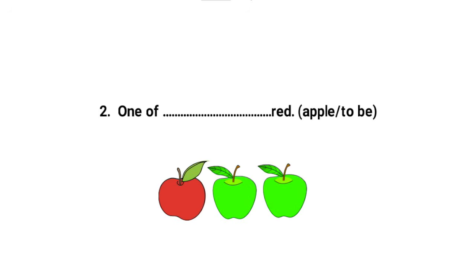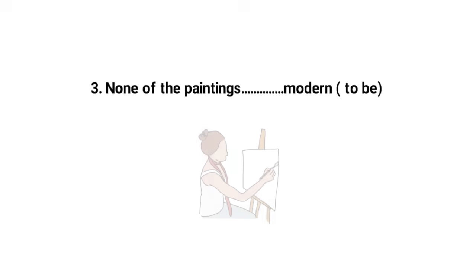2. One of blank red. Use apple and to be. One of the apples is red. Here with the expression one of, we use a plural noun, apples, followed by a singular verb, is. 3. None of the paintings blank modern. Use the verb to be. Here we can say are modern or is modern. Both answers are correct.